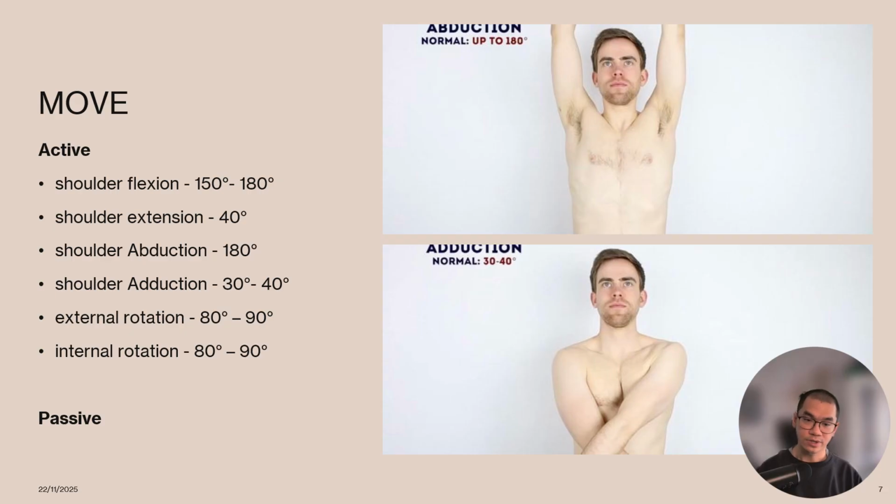After that, we ask people to move, with active and passive movement. With active movement, we have a lot more range of motion in flexion and abduction, whereas extension and adduction have limited motion. If someone has pain with external rotation and reduced range, that could be an indication of adhesive capsulitis.